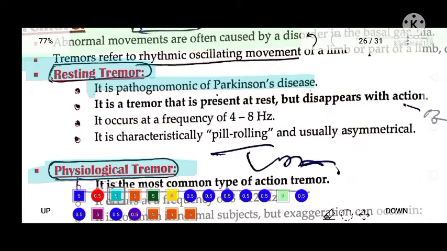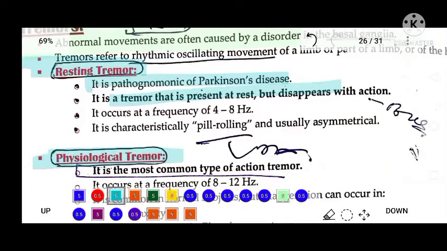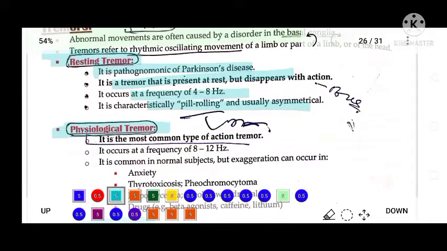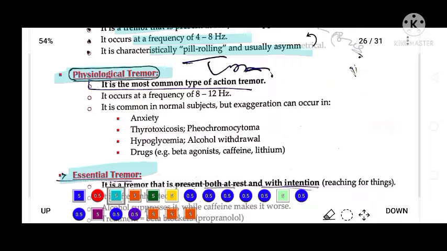Resting tremor occurs in Parkinson disease. These are tremors that are present at rest and disappear with action. That's why it is known as resting tremor. Frequency is 4 to 8 Hz, and characteristically pill roll tremors are asymmetrical tremors.